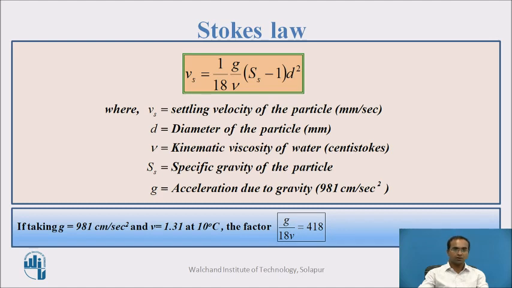Now we will talk about Stokes' law. Stokes' law also deals with particles which are discrete in nature, but we assume that the particle is in sphere form, that is, a circular cross-sectional area of the particle. Now again, simplifying Newton's law equation, we can get a simpler and easier formula. We can say that small vs, our terminal settling velocity, is equal to 1 by 18 multiplied by acceleration due to gravity g, multiplied by (s − 1), multiplied by the diameter of the particle squared, divided by the kinematic viscosity.